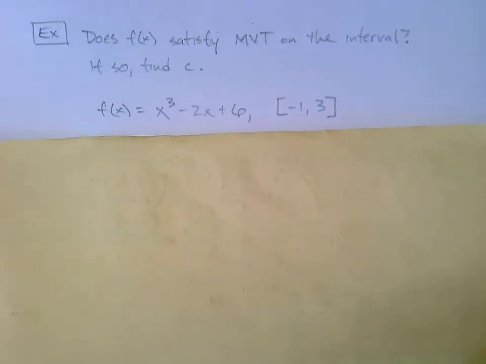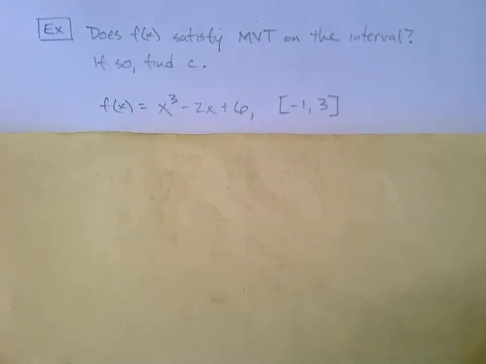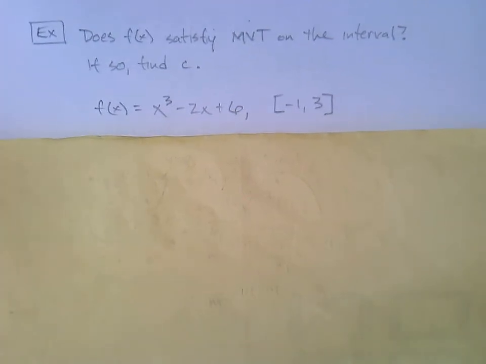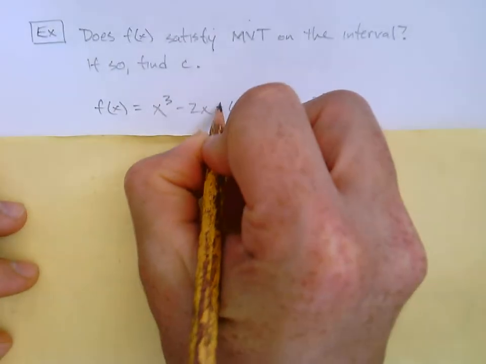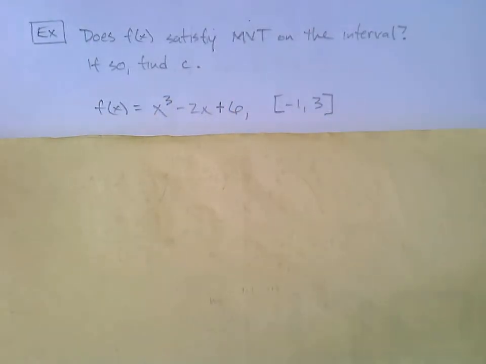So let's look at this example right here. We're going to do one of these examples that is similar to the Rolle's theorem examples, but then we're going to look at some other cases and other sorts of things you might come across with the mean value theorem. Okay, so here, example: does f of x satisfy MVT on the interval? If so, find c. f of x equals x to the third minus 2x plus 6, and the interval from -1 to 3.